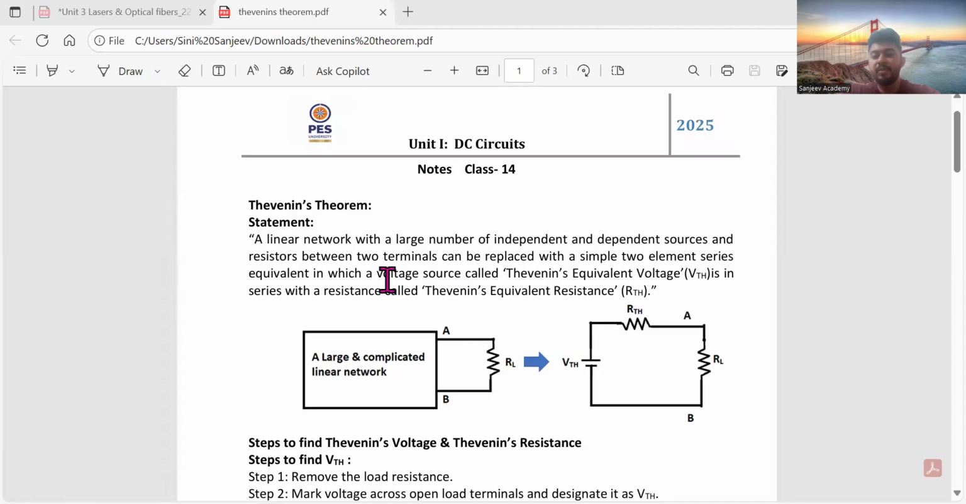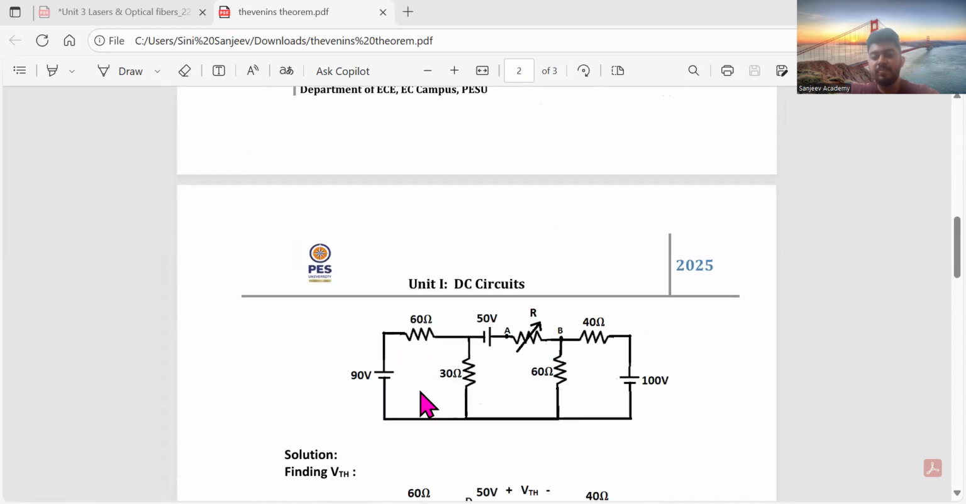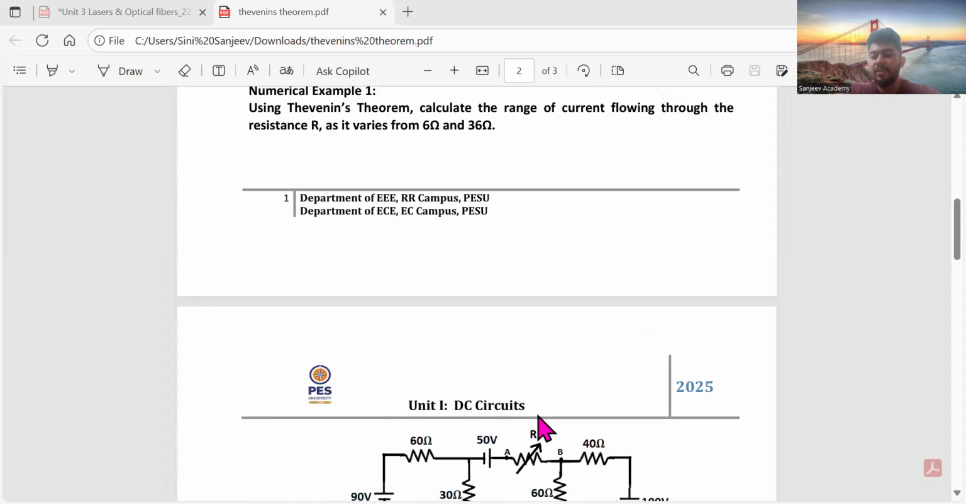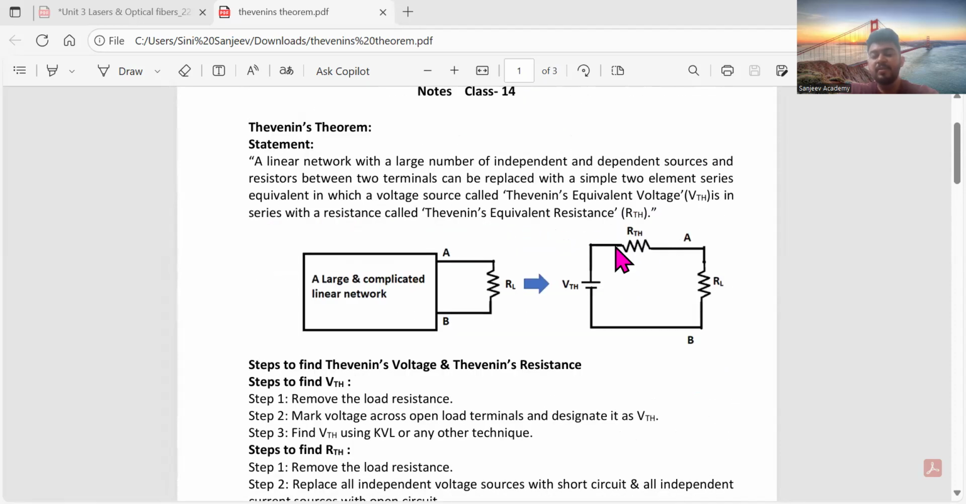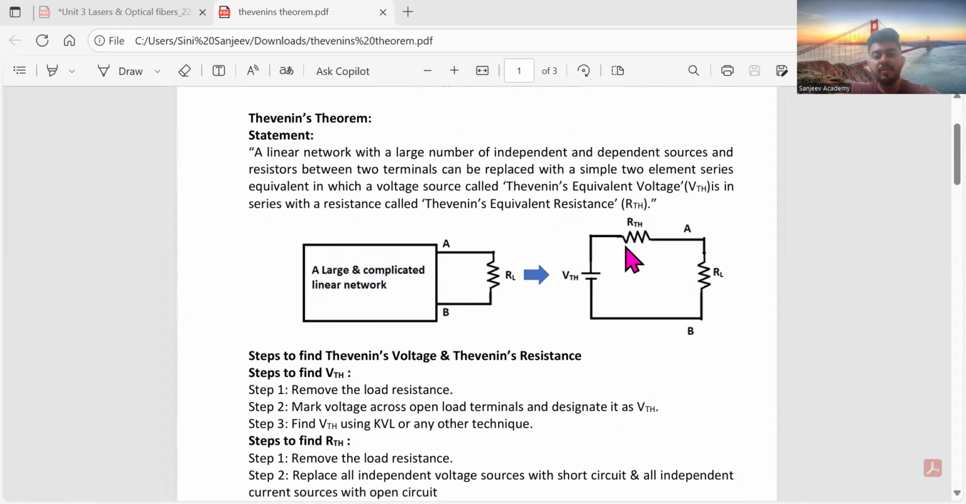Okay, so as you can see here, a large and complicated linear circuit like this, correct? It is just replaced with what? RTH, that is Thevenin's resistance, and the load resistance. That's it. However many resistances there are, you'll be replacing them with just these two things. This is the equivalent resistance.